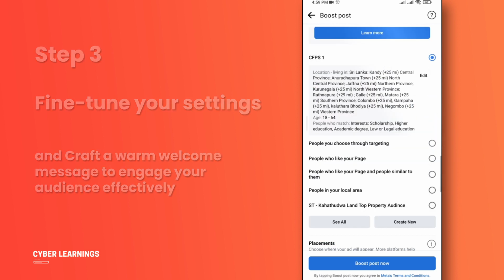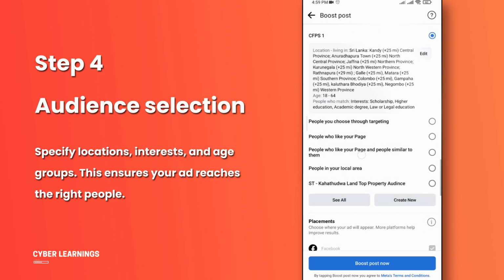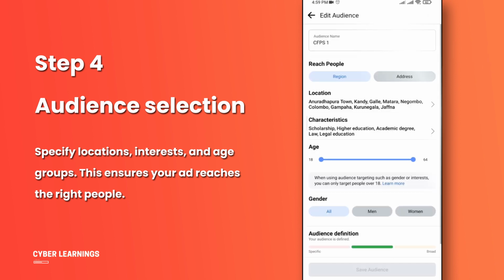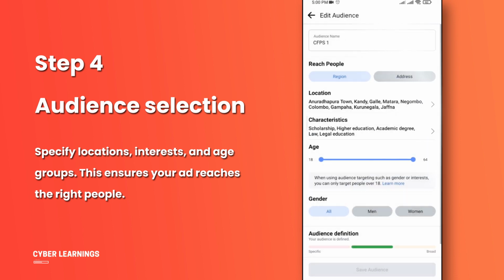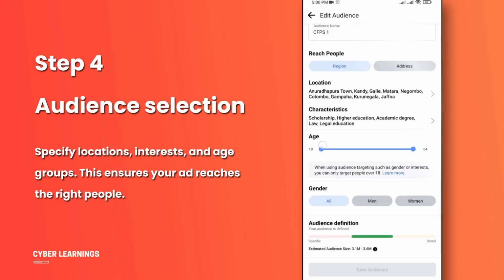Step 4. Audience selection matters. Click on selecting the audience. If you haven't saved an audience before, no worries, you can create one. To tailor your audience, hit the Edit button. Specify locations, interests, and age groups. This ensures your ad reaches the right people.